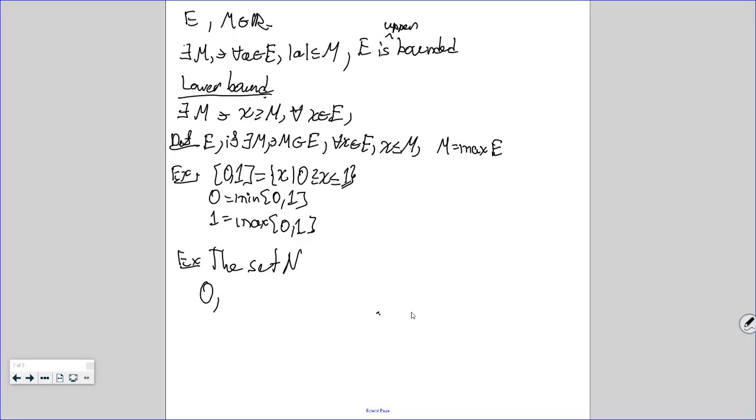Now let's talk about the supremum and infimum. As a motivation for describing supremum and infimum, suppose we have a set E which has some maximum M.